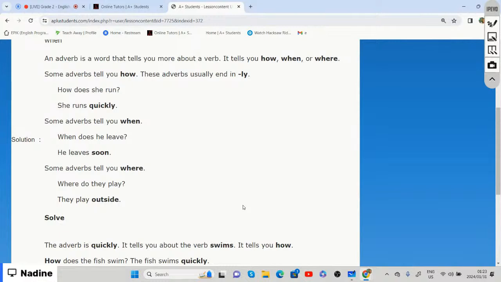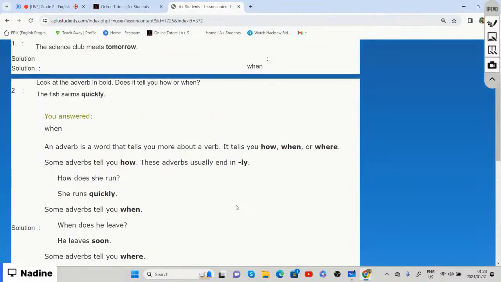And then an adverb also tells us where. Then you can maybe say things like outside, inside. Those are examples of adverbs that tell us where. So it's like asking, where do you play? Playing outside, I'm playing inside, I'm playing in front, I'm playing at the back.